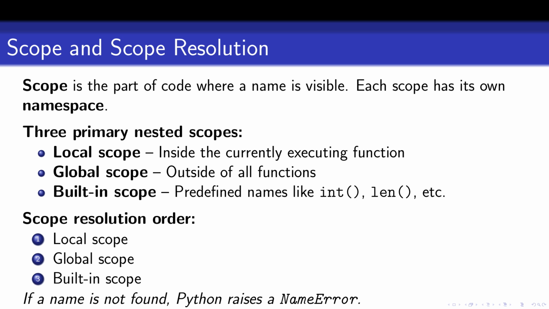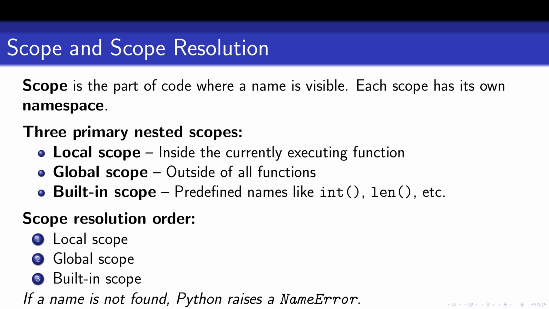Python follows a specific scope resolution order when it encounters a variable name. First, it looks in the local scope, which includes variables defined within the current function. If it doesn't find the name there, it moves to the global scope, which includes variables defined at the top level of the file. Finally, it checks the built-in scope, which includes standard functions like len or print. If the name isn't found in any of these places, Python raises a name error.